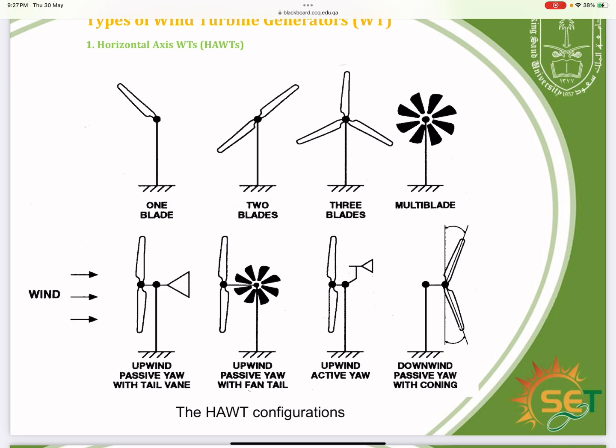So, if you ask me which one to choose, I would go with the upwind active yaw control. It's the best option for modern wind turbines due to its precision and efficiency in optimizing energy capture. It's most widely used in commercial wind systems, so I would go with it.